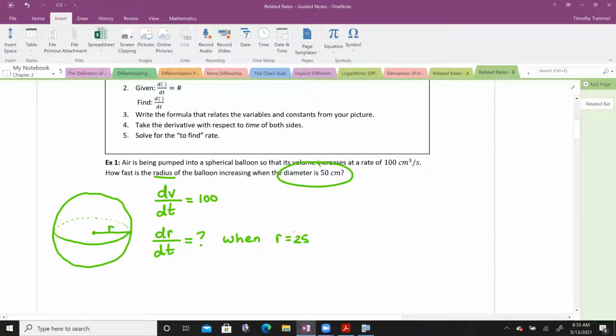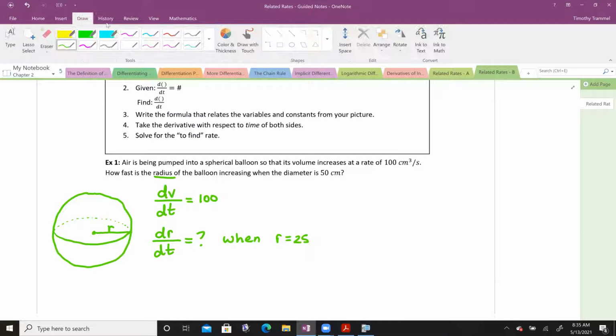So we have our given rate, we have the rate we want to find, we have a picture. We need step 3. We need something that can relate these two variables here, V and r. Okay.